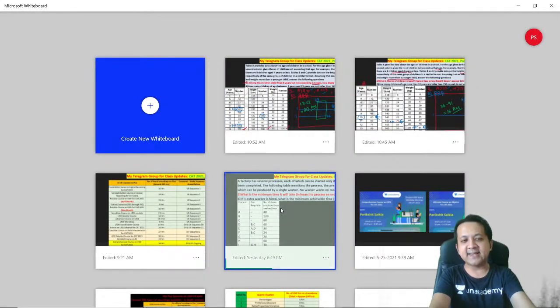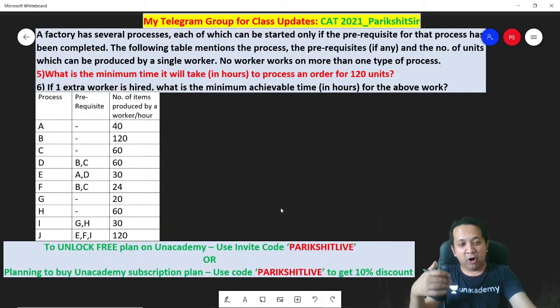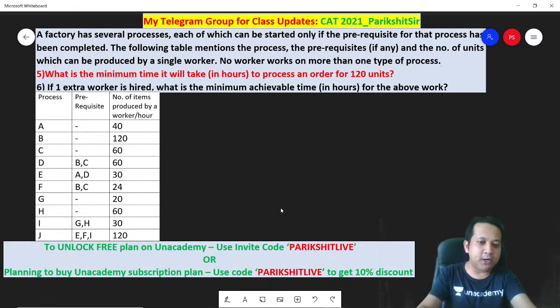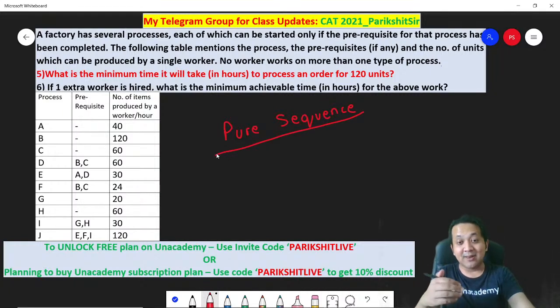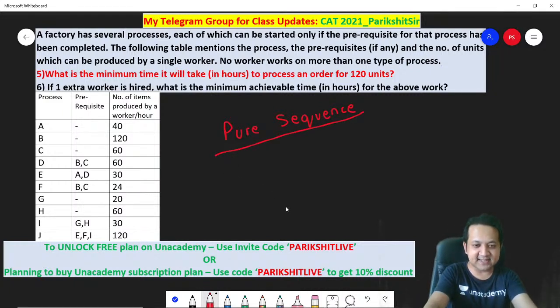Next caselet. So what we did before this was a data caselet, data common to different tables. Now this time, what we will do is a pure sequencing caselet. Pure sequencing based caselet is what we are going to learn now. Okay, let's get started.